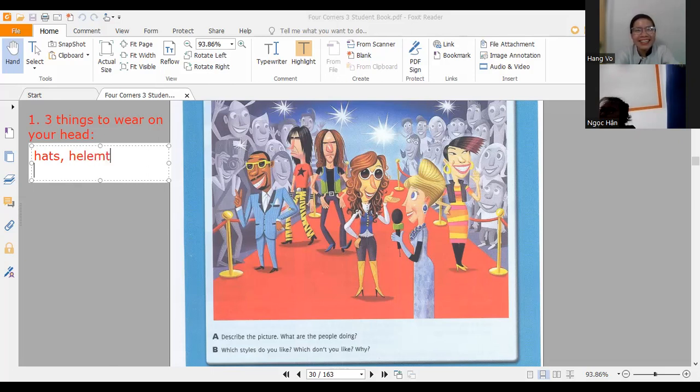Helmets. Yeah, helmets. I think it's this one. Yeah, helmets. Yes. What else? And cap. Yeah, good job. Cap. Okay. So hats, helmet, and cap. Great job. Perfect. Now the next one.